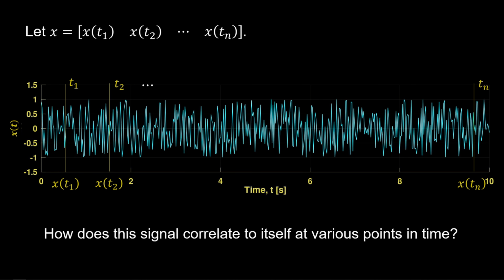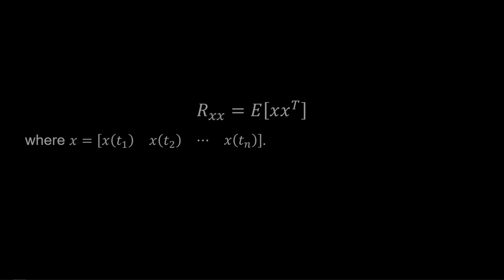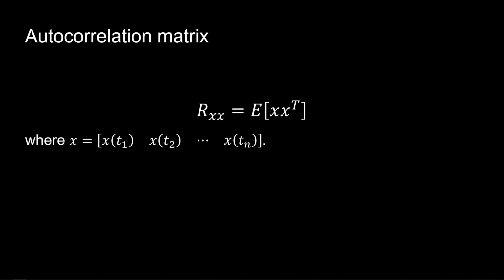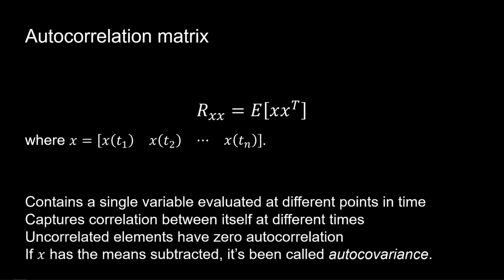We can follow the same process as before, taking the expected value of the outer product of the vector x to produce another matrix, this one R denoted with two x subscripts. It's called the autocorrelation matrix, and it represents the correlation of a variable to itself at different points in time. Uncorrelated elements will have zero autocorrelation. If x has no mean, this has been called the autocovariance.